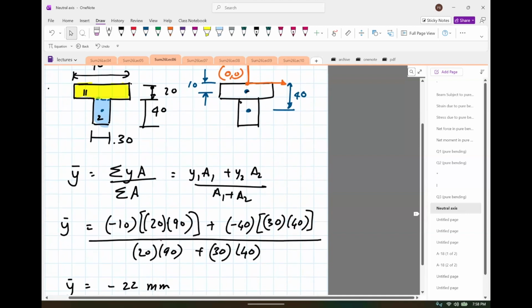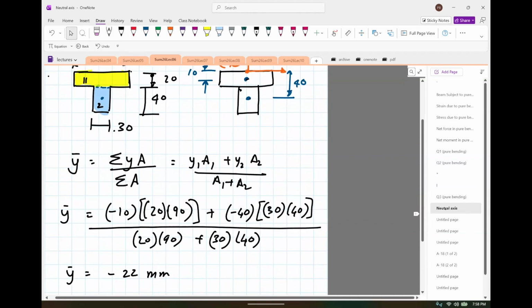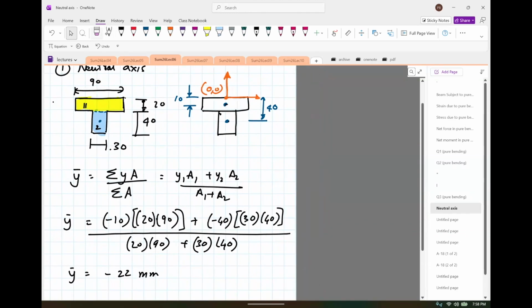So now we can zoom in and figure out exactly where the centroid is. So this is 0 and this is 20. It looks like the centroid is sitting just below this T section. So it should be here. This is the neutral axis. It's at a distance of minus 22 millimeters from the top. Okay, so that's the key. That's the first part.